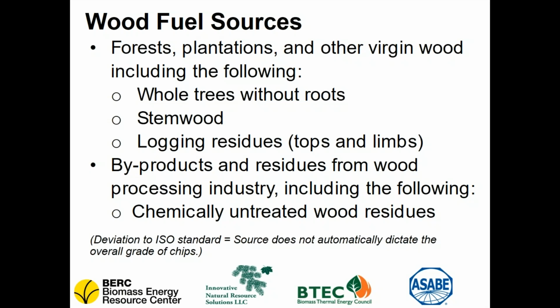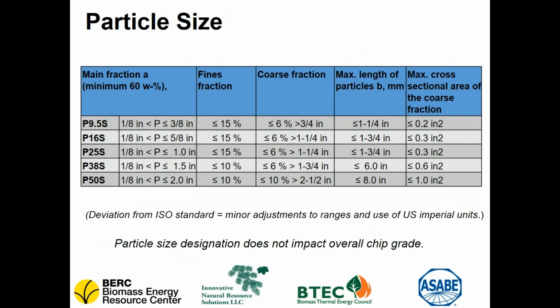But we also changed and deviated from the ISO standard in that the source of the wood fuel does not automatically predetermine the overall wood chip quality grade. And the advisory committee felt that the standard should prescribe the performance specifications, but shouldn't dictate how you produce a given quality of chip. And so that was kind of a high-level philosophical difference that led us to create this deviation on the wood fuel source piece. Next slide.